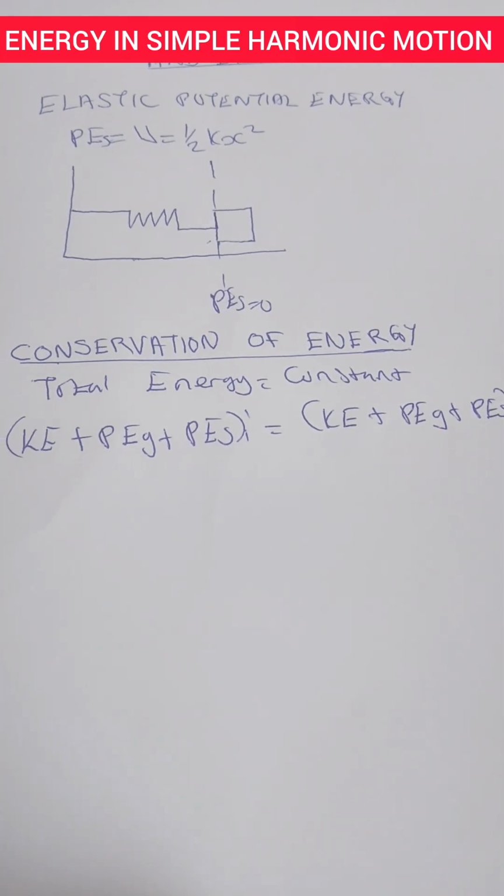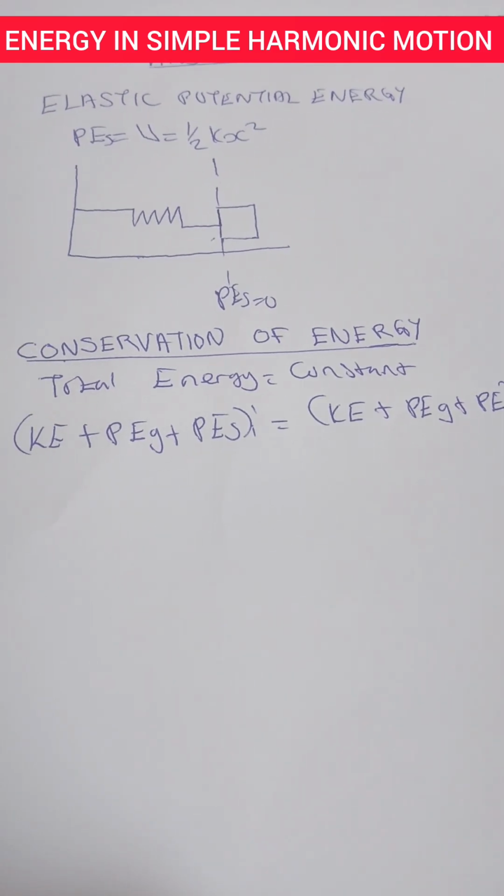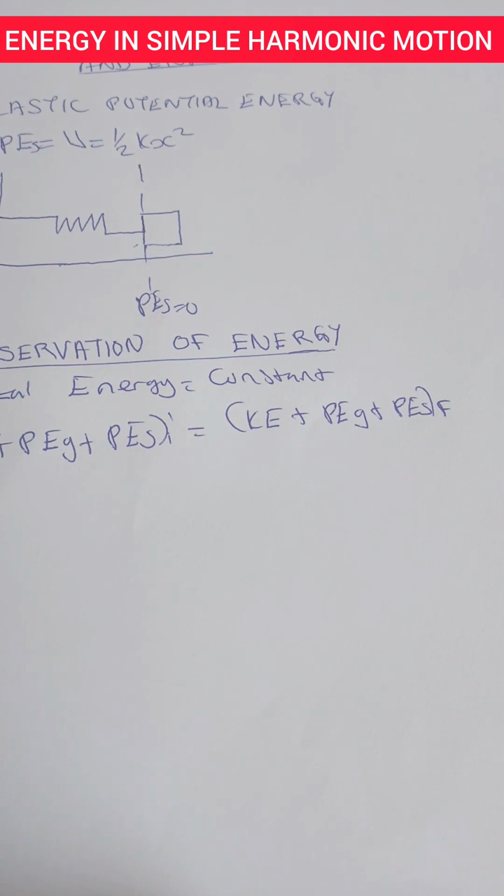There are two potential energies: gravitational potential energy and elastic potential energy. So as you can see, energy initial is equal to energy final, which means the kinetic energy plus the gravitational potential energy plus the elastic potential energy at the start should be equal to the kinetic energy plus gravitational potential energy plus elastic potential energy of the final state.